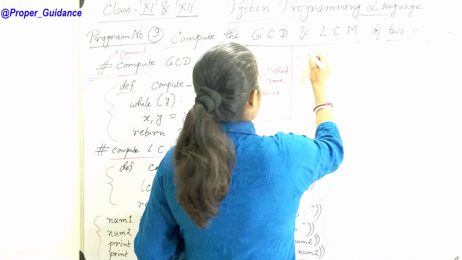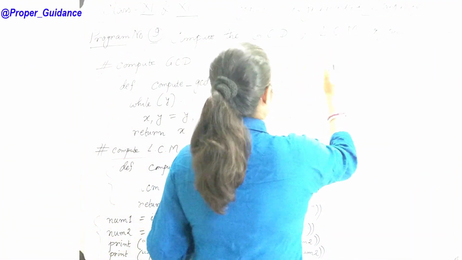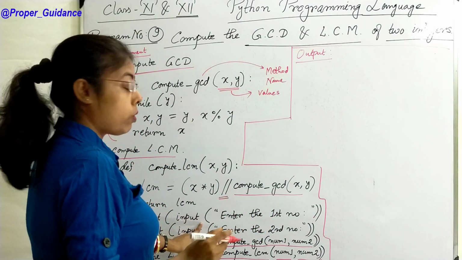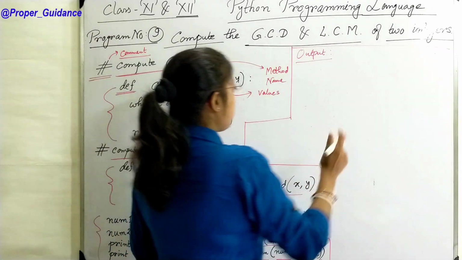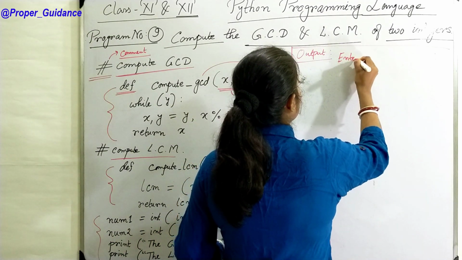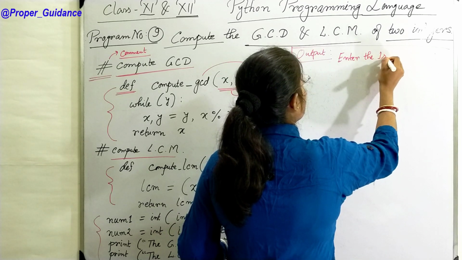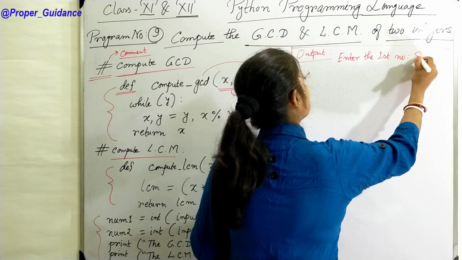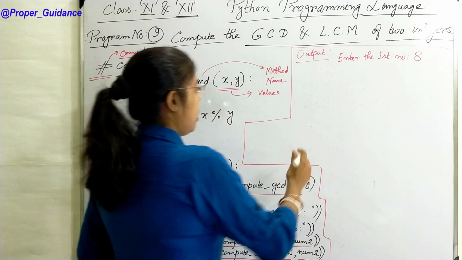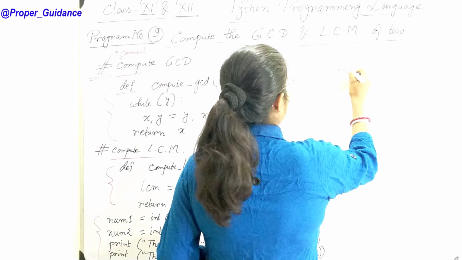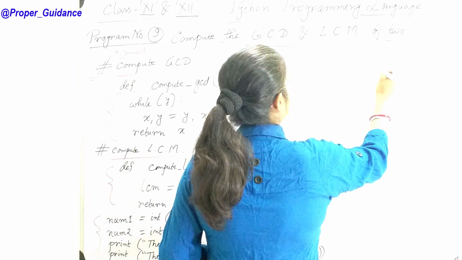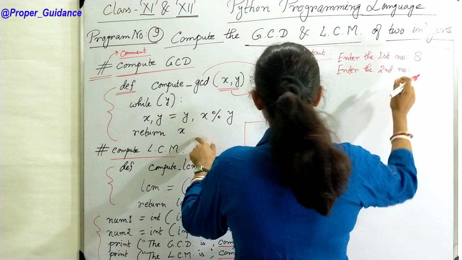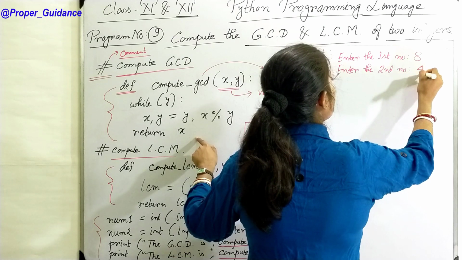Now see the output. The first line it will print is the input prompt. You have to give the input, right? So: enter the first number. I am giving 8 here. Then enter the second number. I am giving 4.